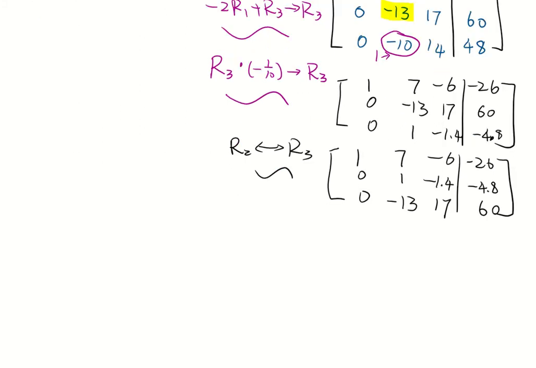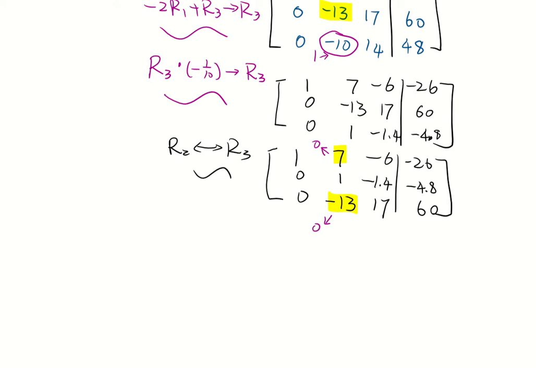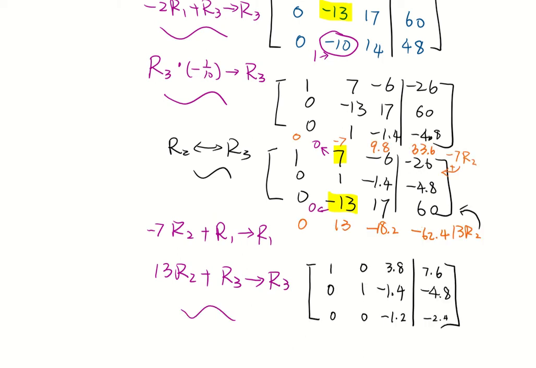Now that the number in the middle is 1, I need these two numbers to be 0. To change the row 1, I'm going to multiply row 2 by negative 7 and add it to row 1. So that we'll have a new row 1. To change row 3, I'm going to multiply row 2 by 13 and add it to row 3. So that I will have a new row 3. Alright, this is what I get.